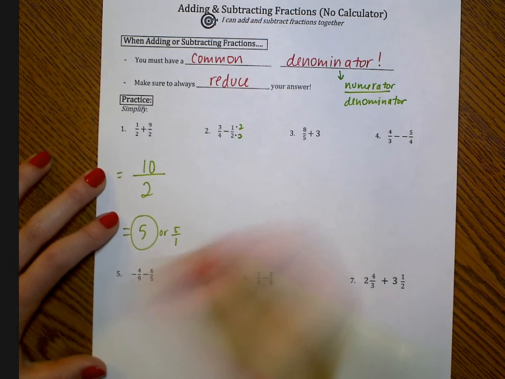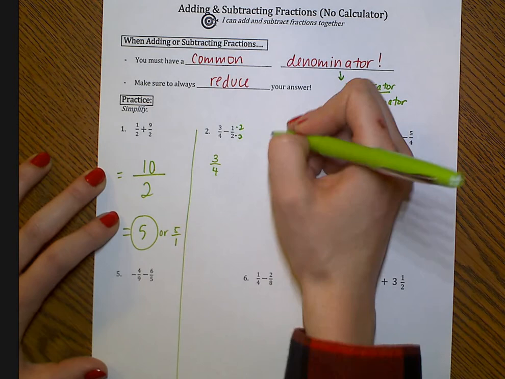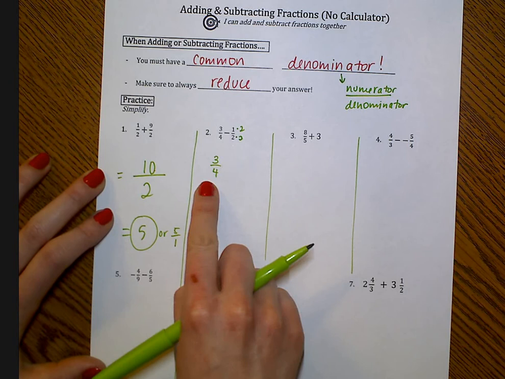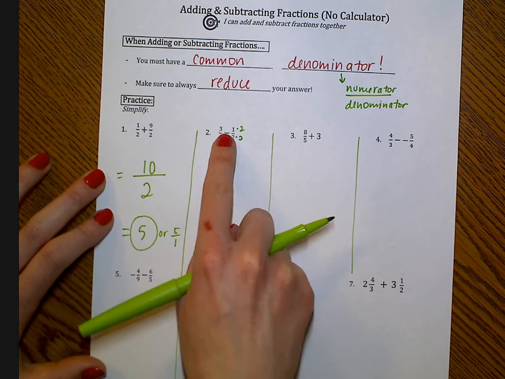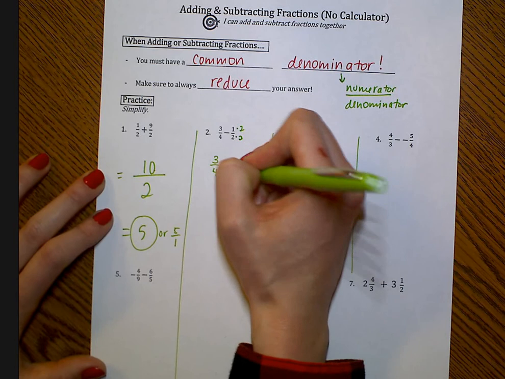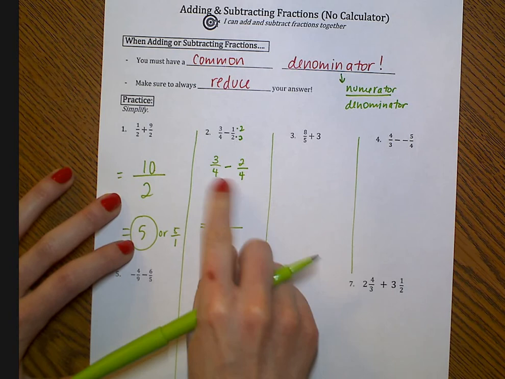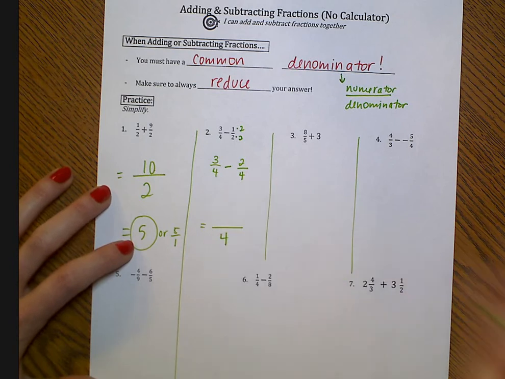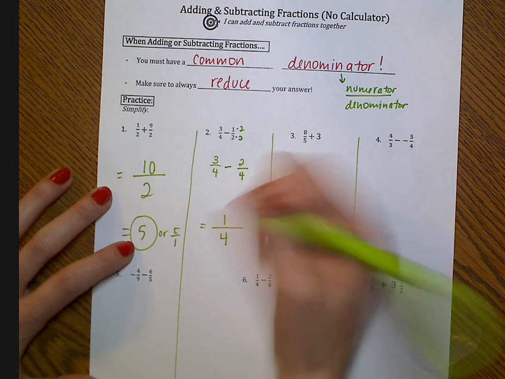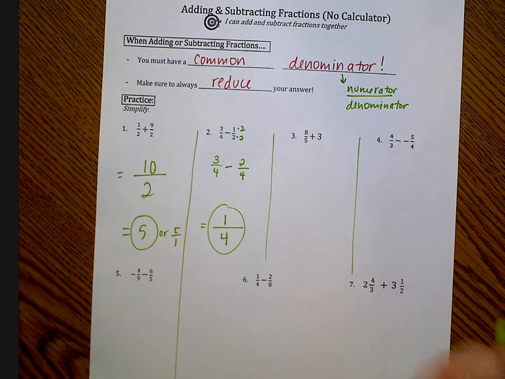The first fraction will not change. I'm going to kind of section my paper off here. Do that if it helps you too. The first fraction does not change. The second one will though. So that's going to be 1 times 2, 2 over 4. For my answer, I do not change the denominator. That stays a 4. I just subtract 3 minus 2 on top, which is 1/4. Those numbers can't be divided by anything besides 1, so I'm already reduced.